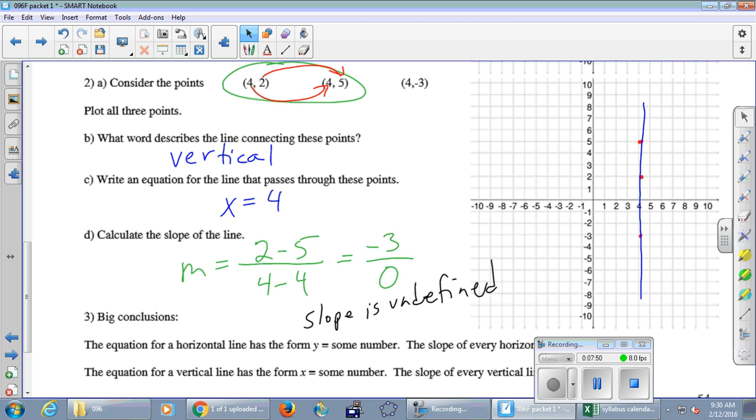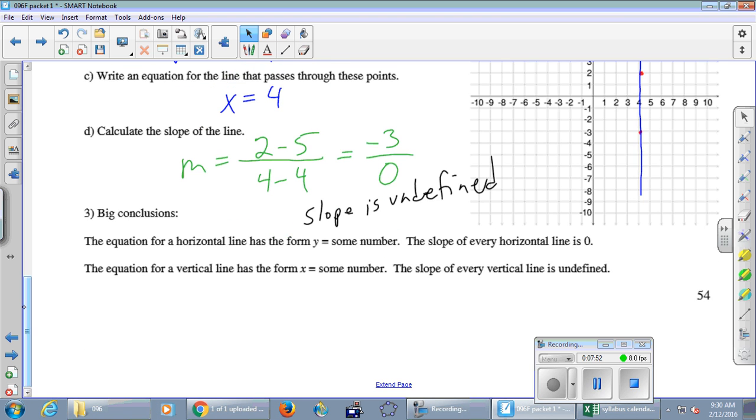Not defined or undefined. Okay, here are the big conclusions. These 4 sentences down here at the bottom represent everything I need you to know about horizontal and vertical lines. The equation for a horizontal line has the form y equals some number. It was like the first example that we did. Every horizontal line is y equals some number. The slope of every horizontal line is 0. We justified that up above. The equation for a vertical line has the form x equals some number, like this guy, x equals 4. The slope of every vertical line is undefined.